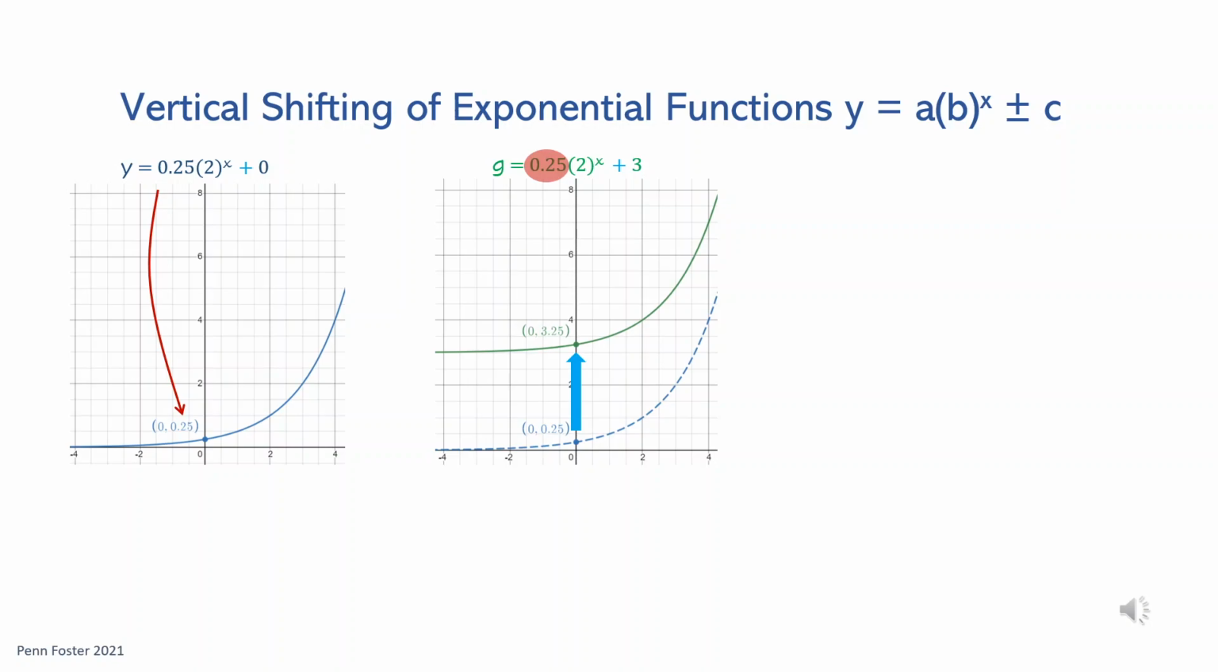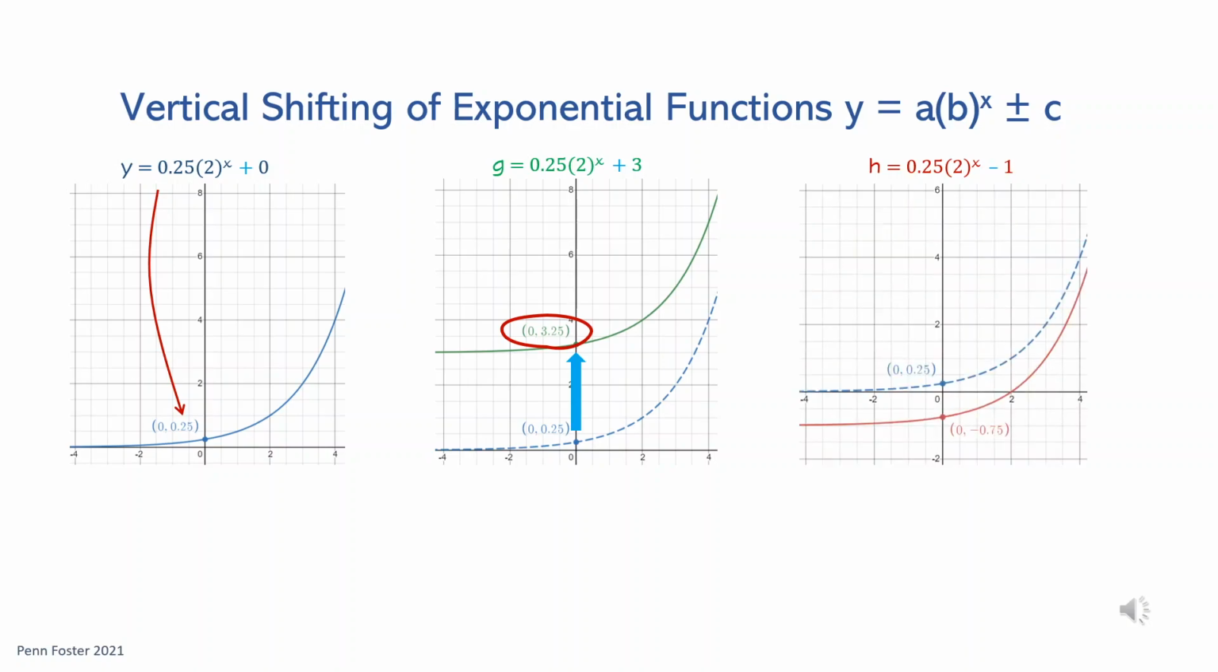Note that a in the variation function g does not reflect the y-intercept for this function. Only parent functions with c equals 0 have their y-intercept equal to a. This rule does not apply for functions with c not equal to 0. Similarly, h is a variation function of f with c equals -1. Again, the y-intercept has been dragged vertically, this time down 1 unit.